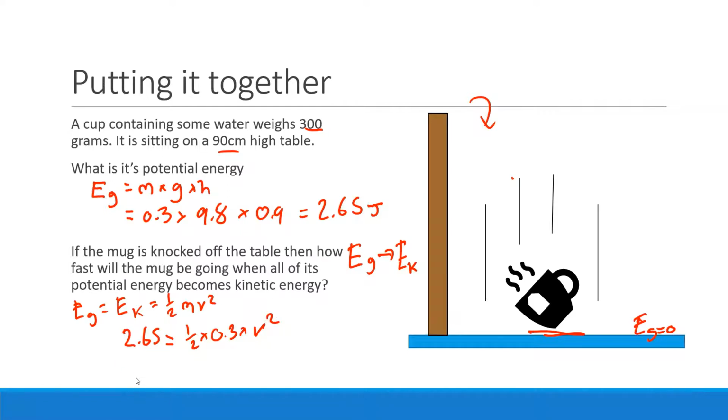How do we do this? V equals the square root of 2 times 2.65 divided by 0.3, and it actually comes out to be 4.2 meters per second. Well, it says how fast, so we don't actually need to give the direction. So let's go with 4.2 meters per second.